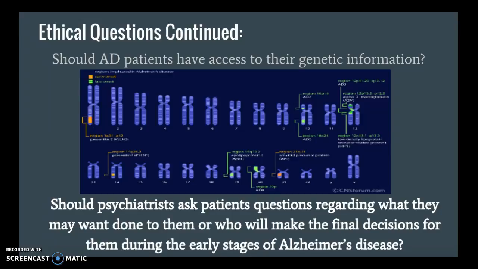I definitely think that psychiatrists should ask patients regarding what they may want done to them or who will make the final decisions for them during the early stages of Alzheimer's, because during the middle and late stages of Alzheimer's disease, patients exhibit improper judgments and display mood or personality changes. They may not know what they want or need because of the shrinkage of the cerebral cortex and hippocampus areas. By discussing what the patient may want done to them later on in their life, medical professionals are respecting the patient and allowing him or her to properly prepare for his or her future. I also think that this discussion should be held with a patient, doctor, and family members so that everyone is aware of what the patient respectively wants or desires for his or her future.